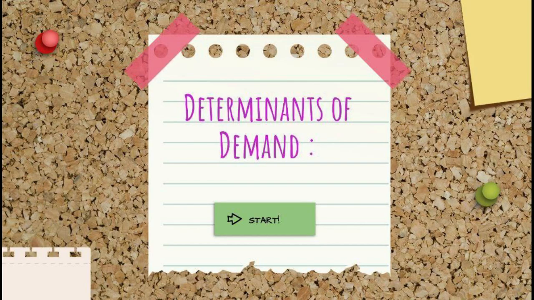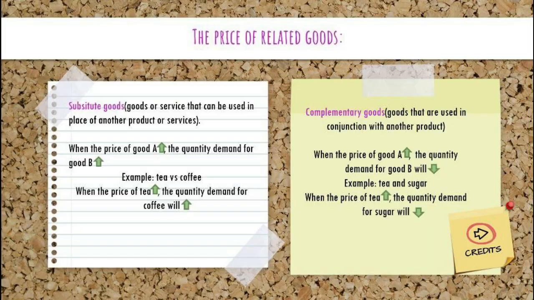Now we will discuss the determinants of demand. There are 8 determinants of demand. The factors that influence demand are, firstly, the price of related goods. Basically, there are two types of goods, which are substitute goods and complementary goods. Substitute goods are goods or services that can be used in place of another product or service. For example, tea versus coffee, orange versus apple, burger versus pizza, and so on.